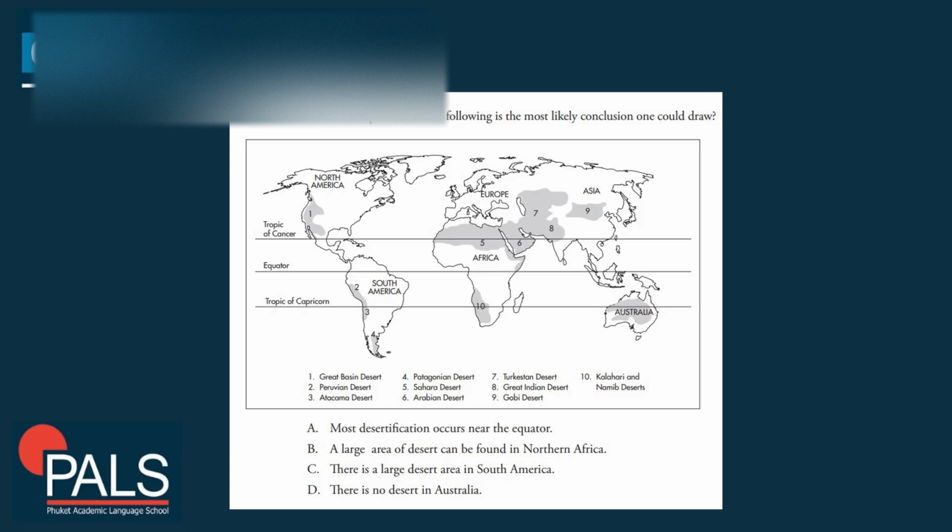That seems pretty true. C, there's a large desert in South America. South America would be the continent with the smallest deserts. That does not make sense. D, there is no desert in Australia. This is patently false. Australia is almost entirely desert. So the correct answer is B.